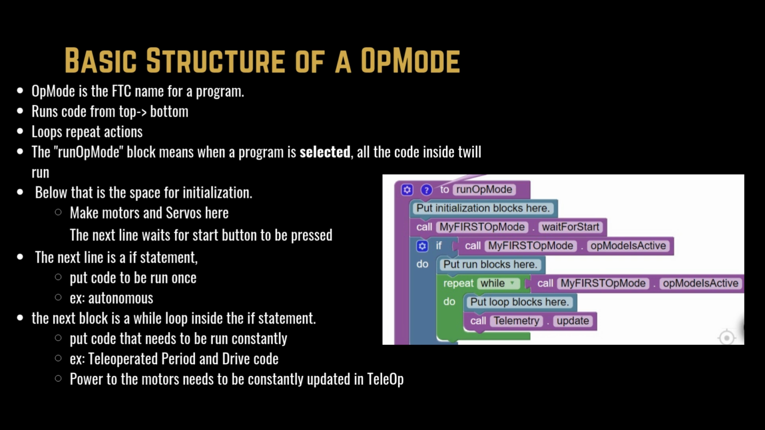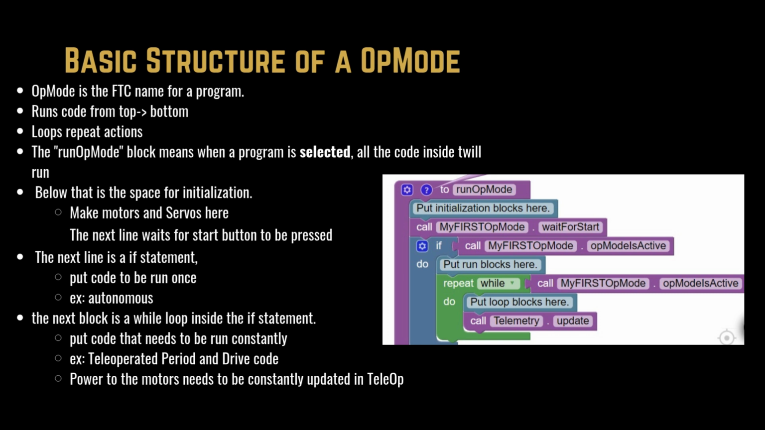Those first blocks right there, the blue one that says put initialization blocks here. Here is where we initialize everything, which is basically everything that needs to be done only once when the robot boots up. The next line of code is the wait for start block right there. It will wait for the start button to be pressed before moving on to the next if statement.